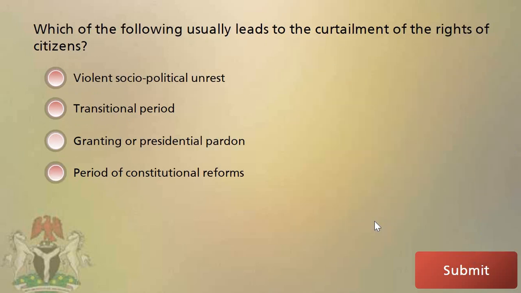Okay, question 18. Which of the following usually leads to the curtailment of the rights of citizens? Is it A, violent socio-political unrest, B, transitional period, C, granting of presidential pardon, or D, period of constitutional reforms? Well, the question again, which of the following usually leads to the curtailment of the rights of citizens? The answer is A, violent socio-political unrest.